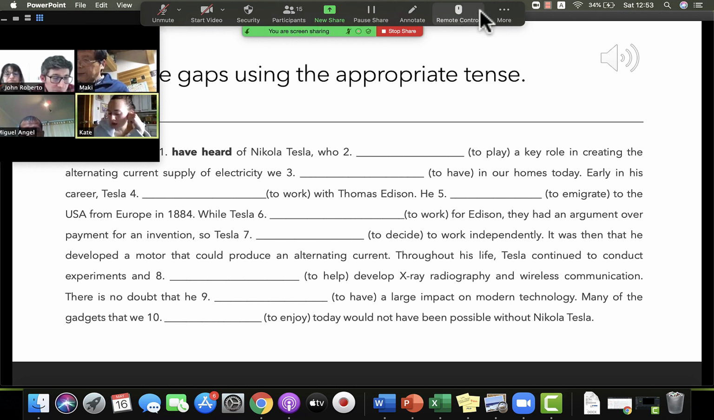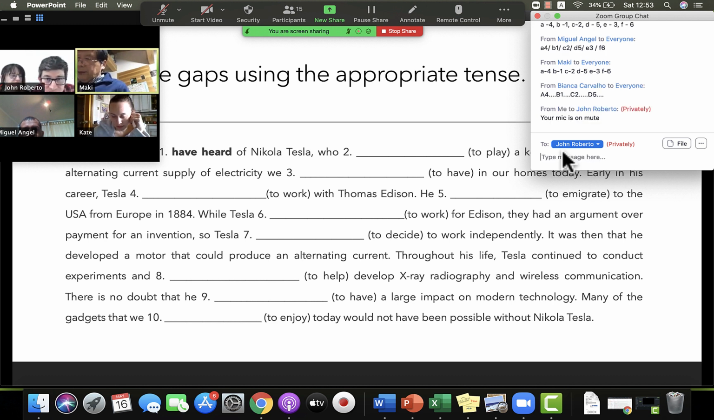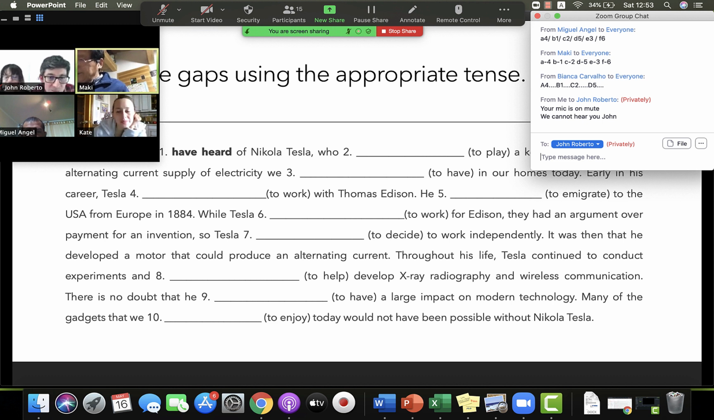Do you have another option? No, because I didn't do that. So which number? 7, decided. Yeah. Decided. I put decided, but what did you put? I agree. And 8. Number 8. Tesla continued to help. Past simple. Help. Past simple. Helped. Yeah, that's simple.